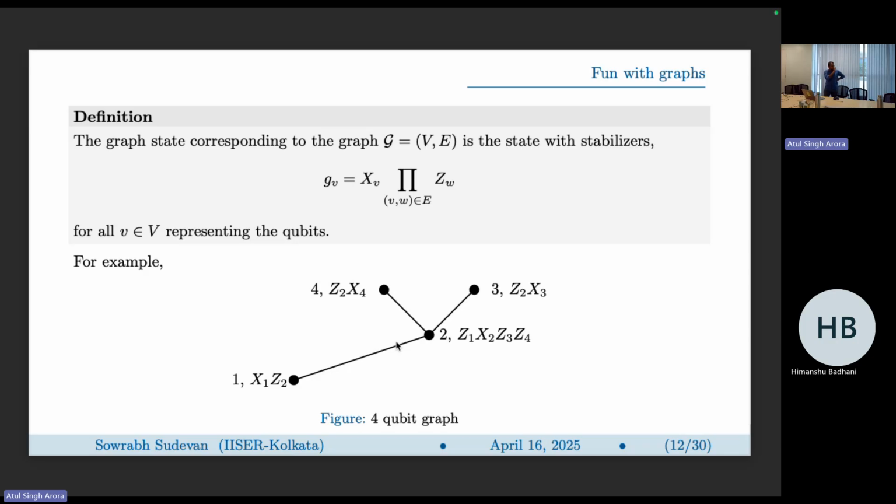This happens if you take an undirected graph like this. You follow these rules on an undirected graph, and you automatically get commuting operators. Because on an undirected graph, if 1 is connected to 2, 2 is also connected to 1. So you will have X, Z, and you will also have a Z, X. So there are two anti-commuting terms, and you always get pairs of anti-commuting terms. So the overall string commutes by following this.